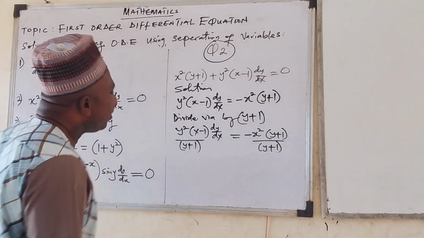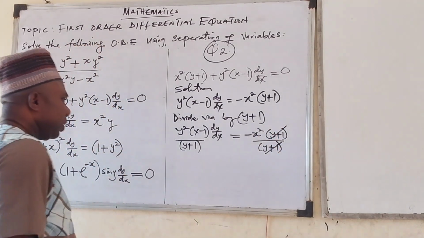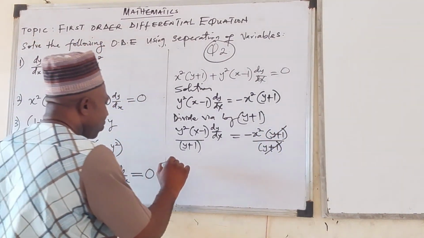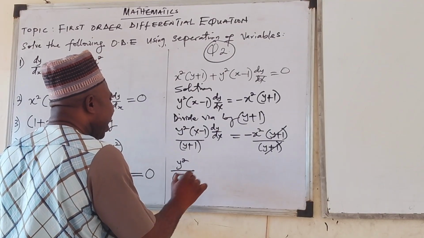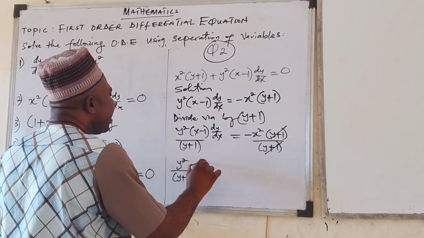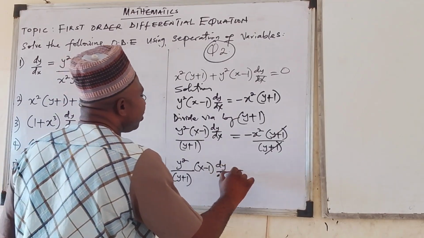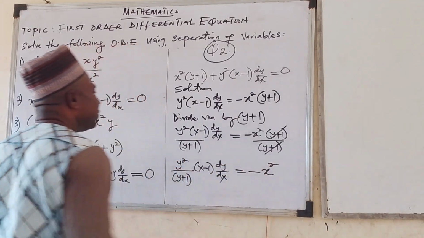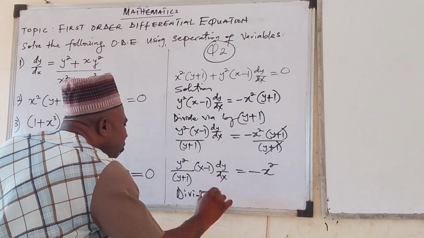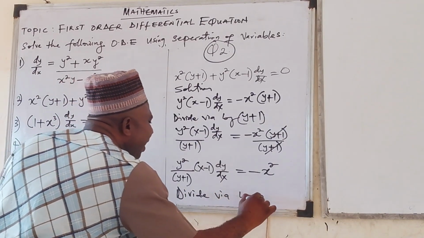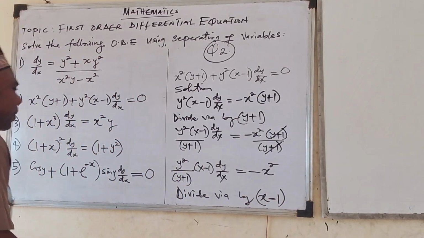So at this point, this y plus 1 will go with this y plus 1. So here we'll be left with y squared all over y plus 1 times x minus 1, dy over dx is equal to minus x squared. Now let's divide through again. Let's divide through by x minus 1.